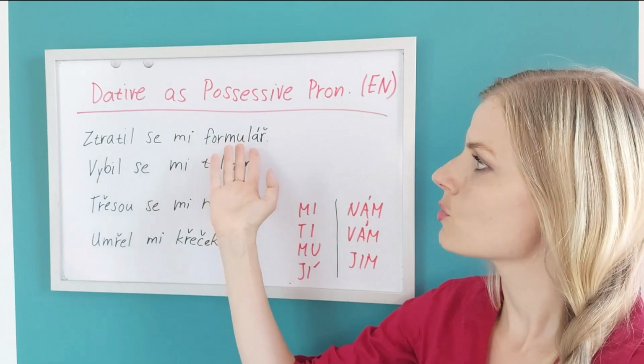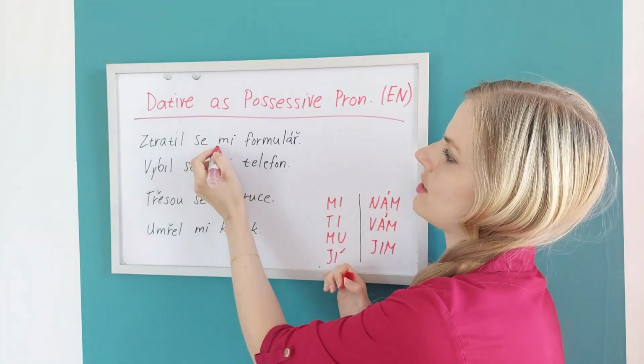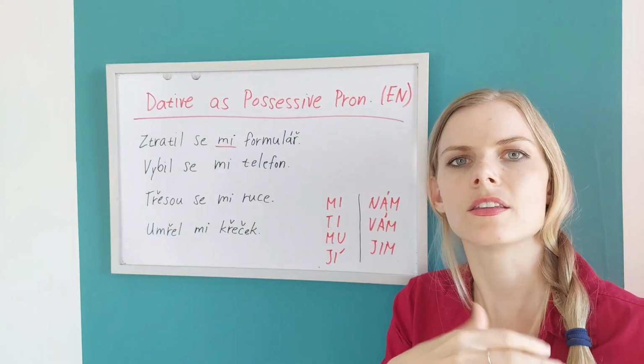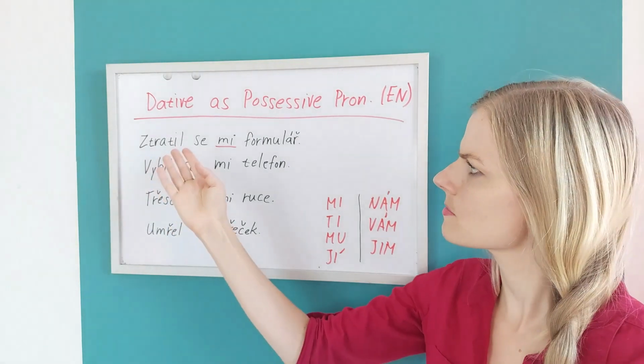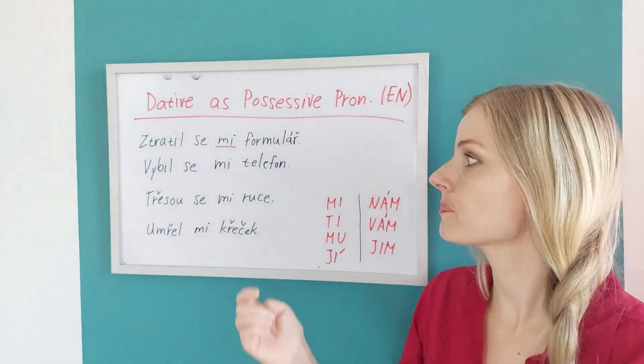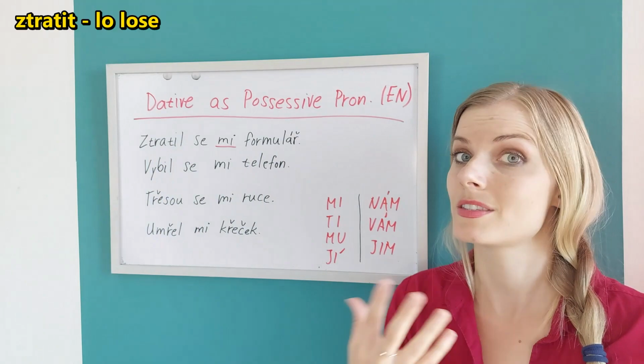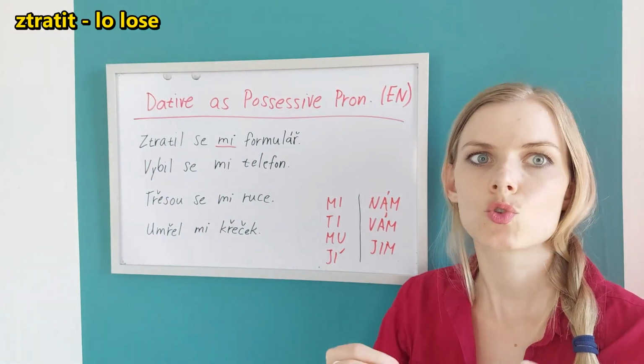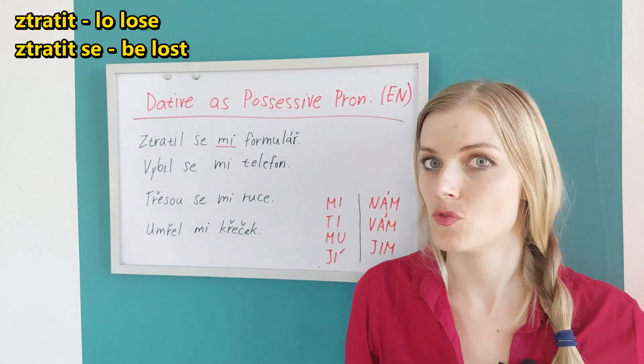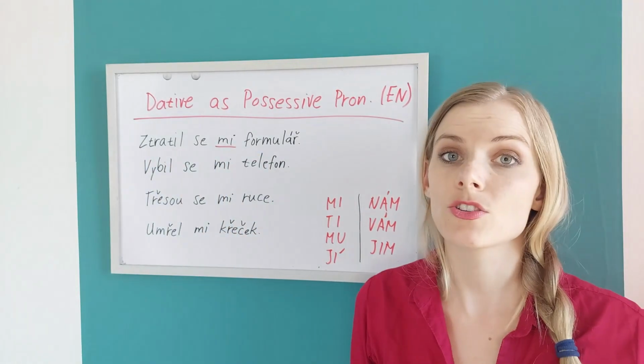Ztratil se mi formulář. We see the dative is here. Think for a second and tell me, what do you think this means? Formulář means a form. Ztratil se comes from ztratit. Ztratit se means to be lost. That's a passive voice. So this means I lost the form.